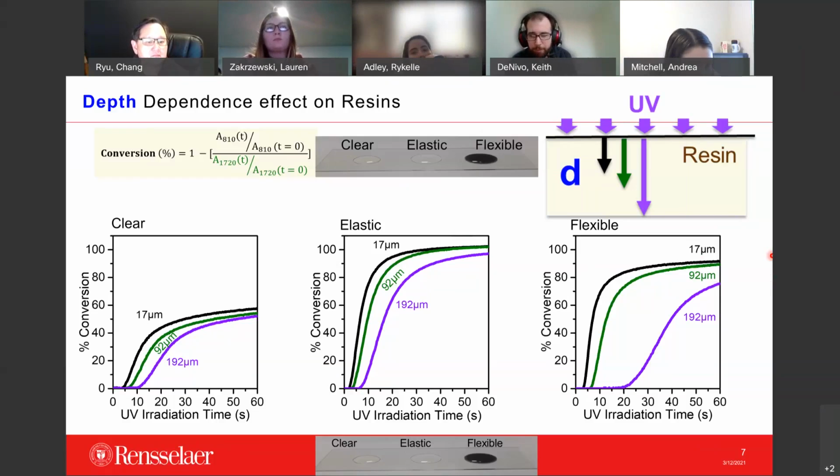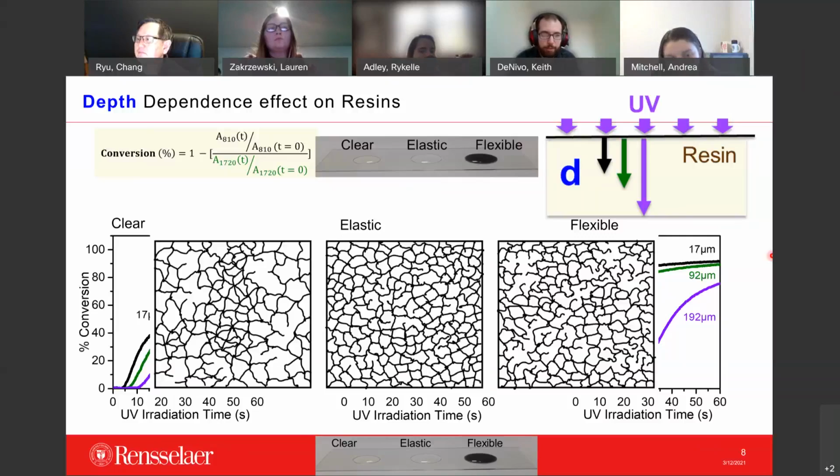From this information, we can determine what the network structures should look like in each of these resins. So if we look at the network structures of each of these resins, for the clear, we don't have as much conversion, therefore its network structure should not be as tightly bound. You will still have remaining methacrylates that have not reacted yet. Whereas in the elastic, the network structure is mostly filled and you only have a few methacrylates left for conversion, and flexible would be somewhere in between.